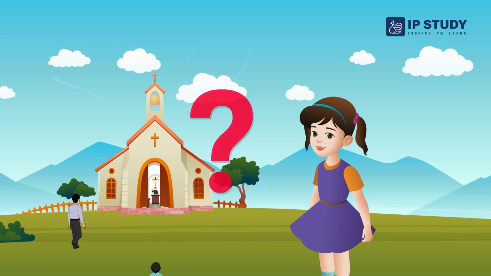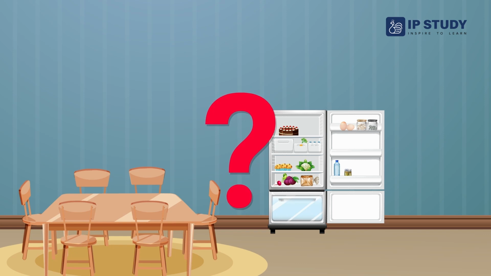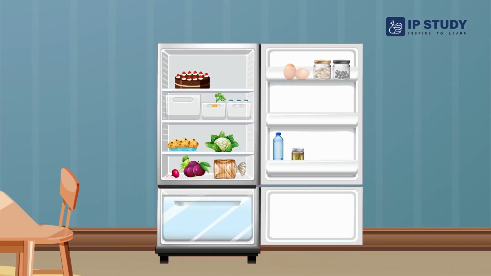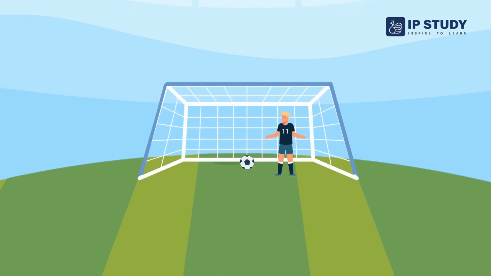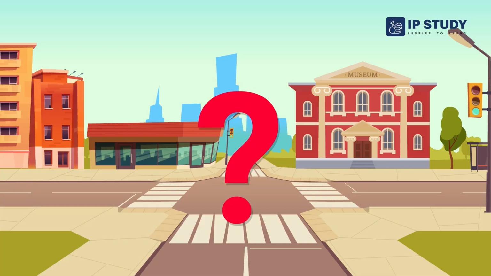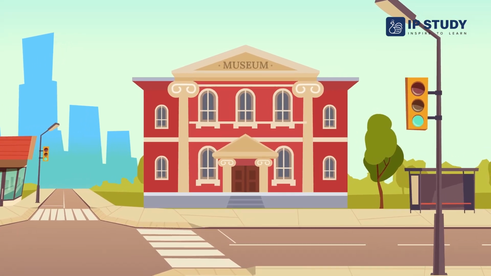Where are you going? I am going to church. Where is the food? The food is in the refrigerator. Where is the football? The football is in the net. Where is the museum? The museum is on the second street.